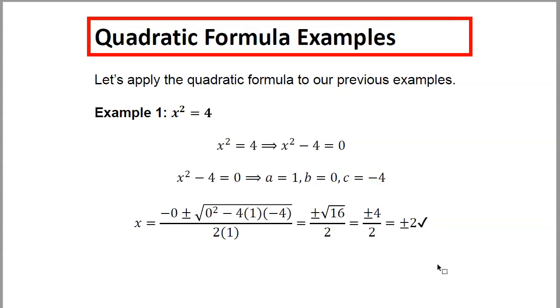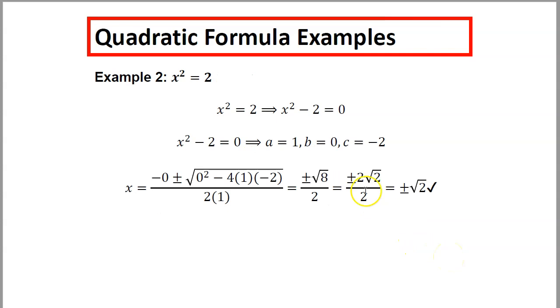Let's look at the quadratic formula in our previous examples. When we have x squared equal to 4, we see that a is 1, b is 0, and c is negative 4. When we put these into the quadratic formula, we get plus or minus 2. That checks. When we look at our second example, x squared equals 2, again we have a equals 1, b equals 0, and here c equals negative 2. When we run that through the quadratic formula, again we get plus or minus the square root of 2. That checks.